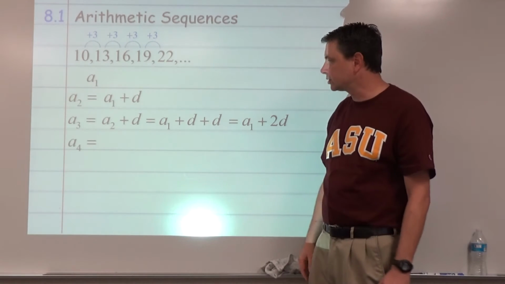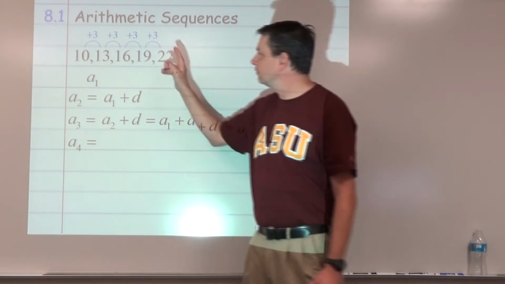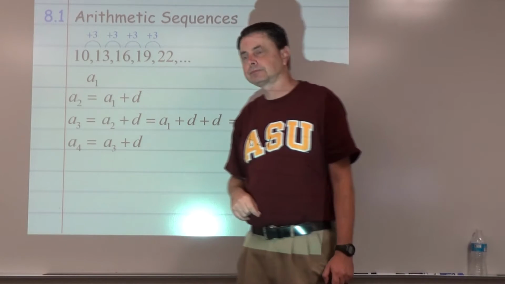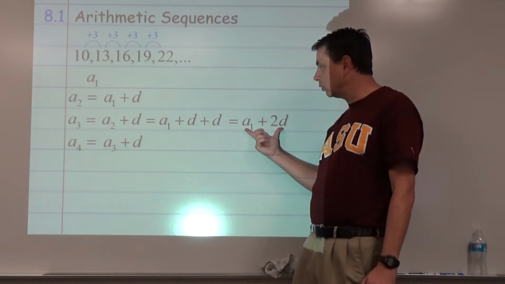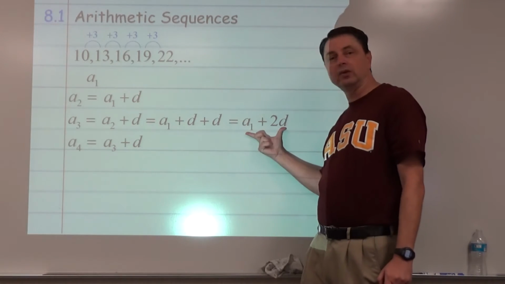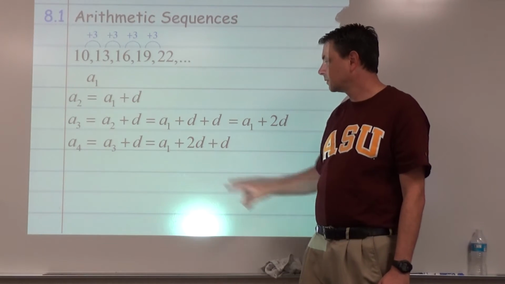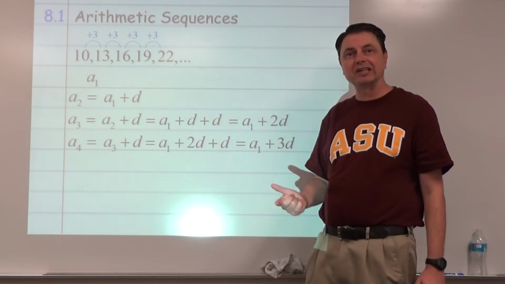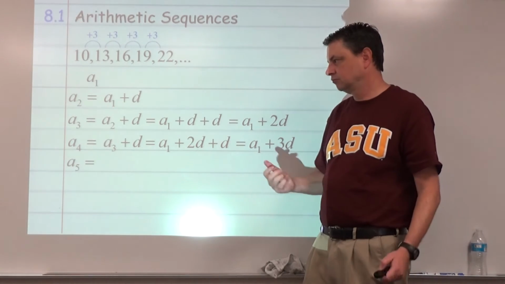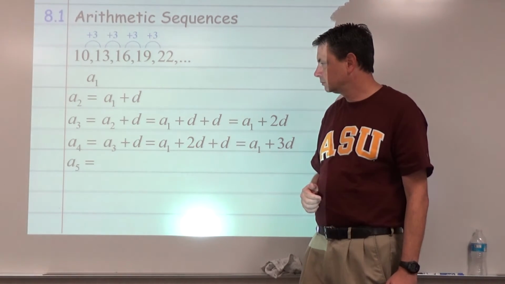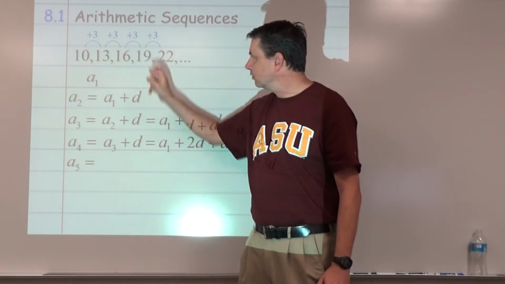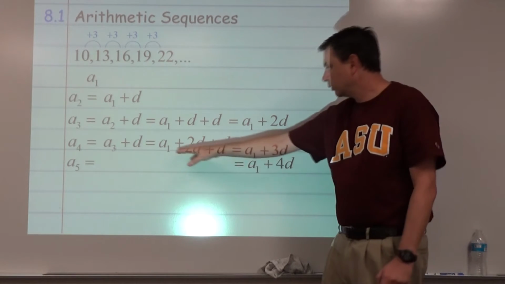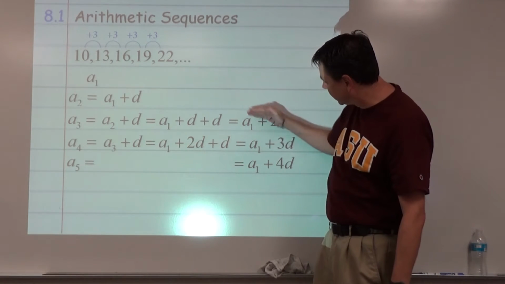Let's do another one. The fourth term. By definition, the fourth term is the third term plus the common difference. And we just found out what the third term was. So we can replace A sub 3 with this. And these are like terms. So hopefully we're starting to see a pattern. Let's try another one. The fifth term is the fourth term plus the common difference. We go all the way through that and we can see what's happening in the pattern.